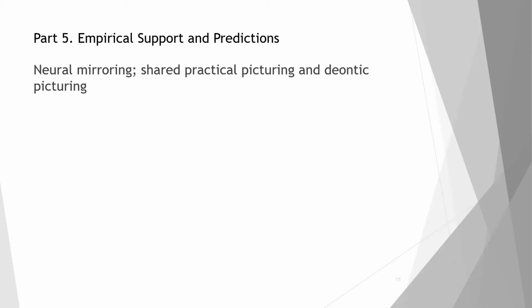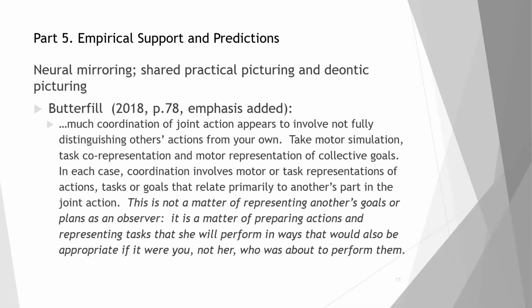Much coordination of joint action appears to involve not fully distinguishing others' actions from their own. Take motor simulation, task co-representation, and motor representation of collective goals. In each case, coordination involves motor or task representations of actions, tasks, or goals that let primarily another part in joint action. This is not a matter of representing others' plans as an observer. It's a matter of preparing actions and representing tasks achievable in ways that would also be appropriate if it were you and not her who was about to perform.